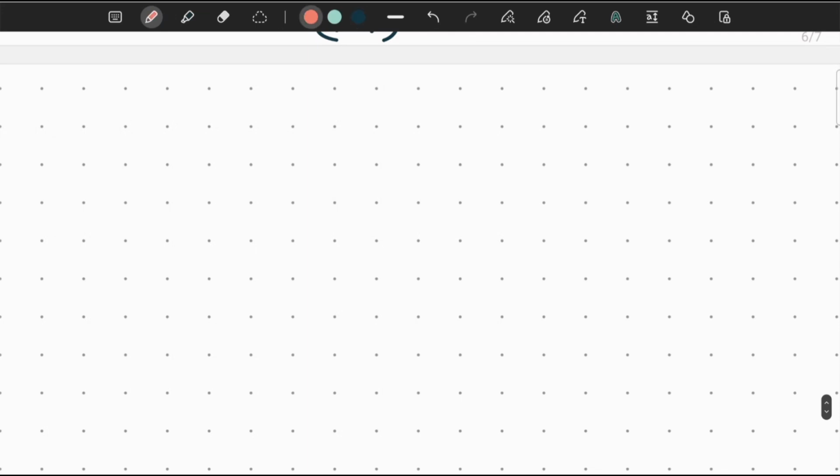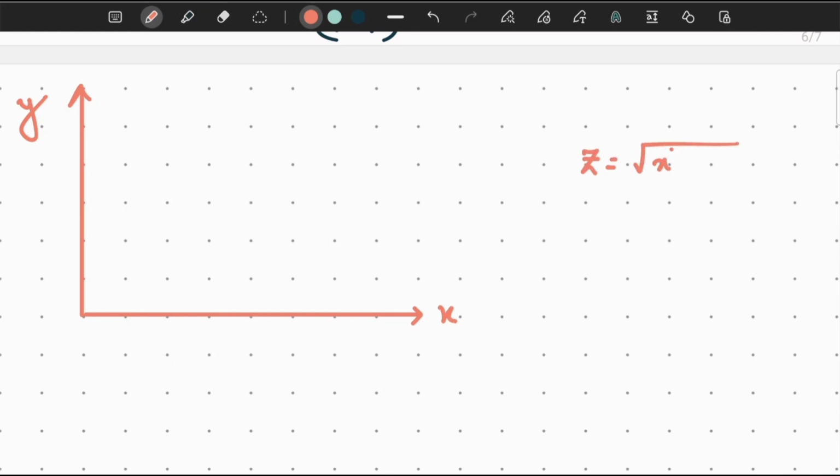Okay, so I am taking this kind of difficult example, but to give you a graphical representation, let's say we have x and y, correct? And we know z is defined as root over x square plus y square.